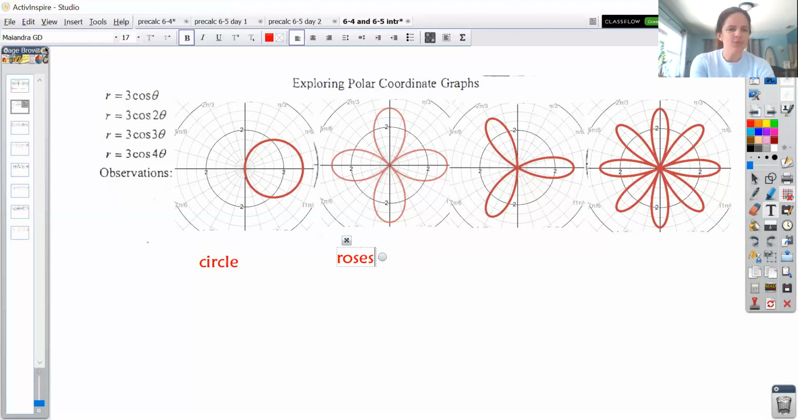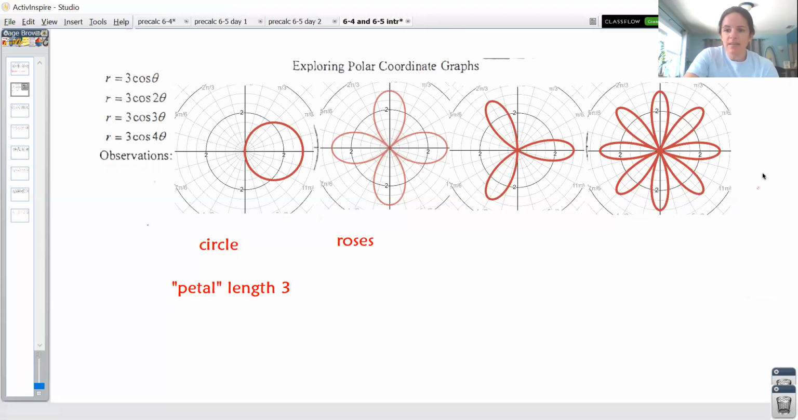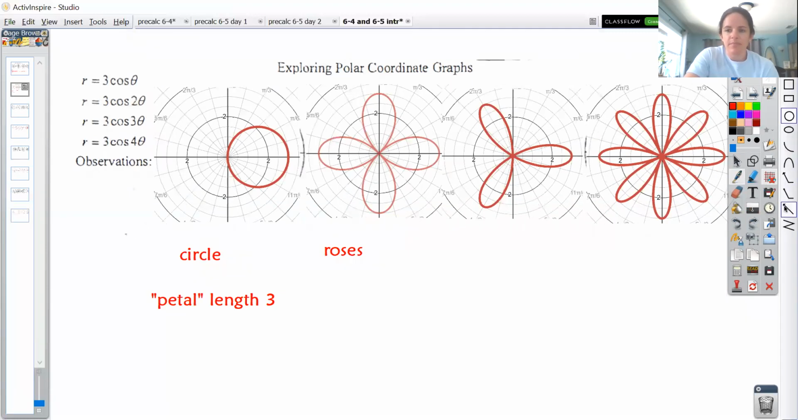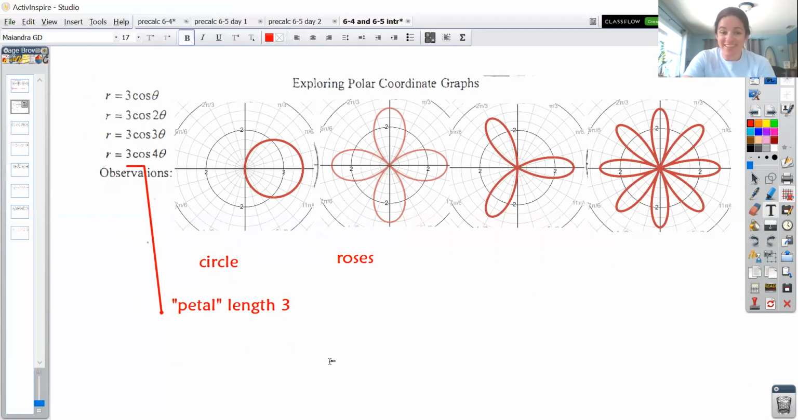Let's see, what else? If we're looking at the petal length, it seems like the petal length is 3 in each of these cases. And I can see that because here this is 1, 2, 3, 1, 2, 3. You have tick marks every unit on your graphing calculator. So that's how you could tell that the petal length is 3. And my guess is that maybe that aligns with the 3 that would be right there in front. Just a guess, an educated guess maybe.